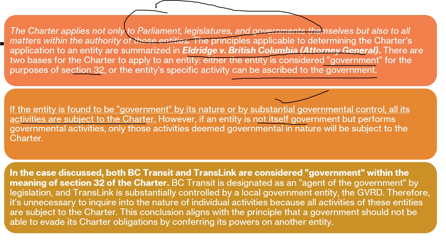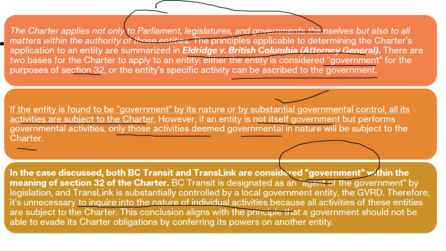If the entity is not itself government but is performing government activities, then only those activities deemed governmental in nature will be subject to charter. In the case discussed, both BC Transit and Translink are considered government within the meaning of Section 32 because BC Transit and Translink are governed by legislation that is a government legislation. Therefore, it's unnecessary to inquire into the nature of particular activities that they do. Everything they do is subject to charter.